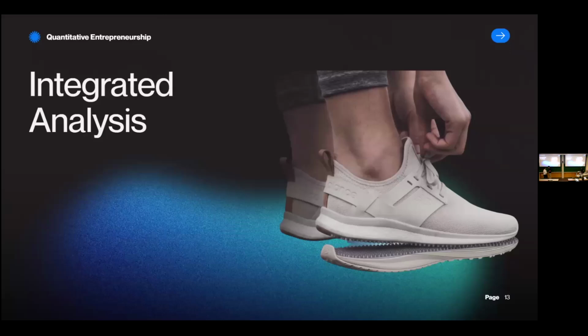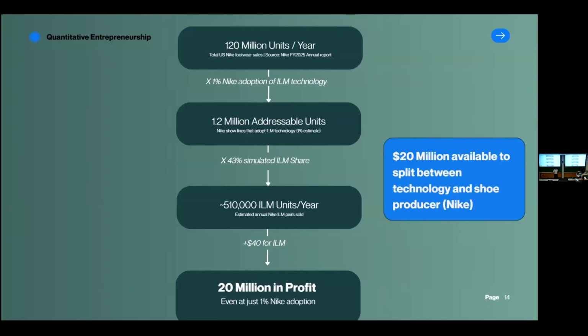All right, so Benny and Jan talked about the production analysis and also the market analysis. So now let's put these 2 together to understand how this entire story plays out. From our market research, we found that Nike in the US market sells about 120 million units every single year. Let's say we partner with Nike, and assuming the worst case scenario that Nike adopts 1% of their shoes and transforms them from normal shoes to ILM shoes, we get about 1.2 million units.